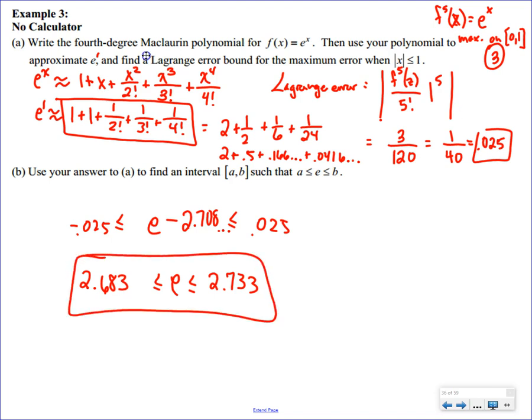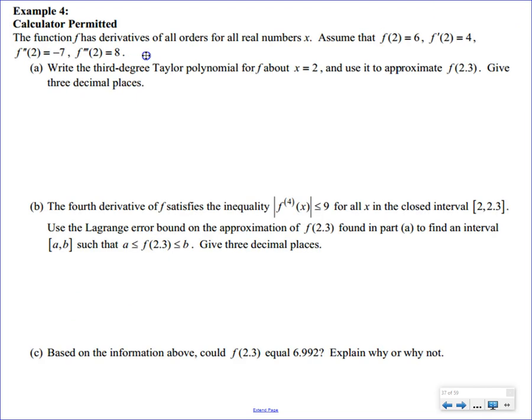Okay. Ready? Set. Let's go. So AP-ish. Look at this. It didn't give us a function, but it gave us clues.